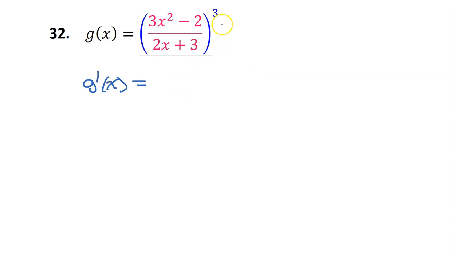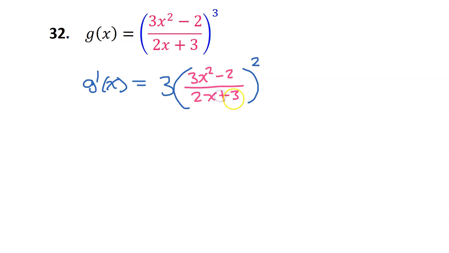So let's start with the outer function. The power rule says we move the 3 to the front and reduce the power by 1. So at this stage, we leave the inner function the same, 3x squared minus 2 over 2x plus 3. But then we multiply by the derivative of the inner function.